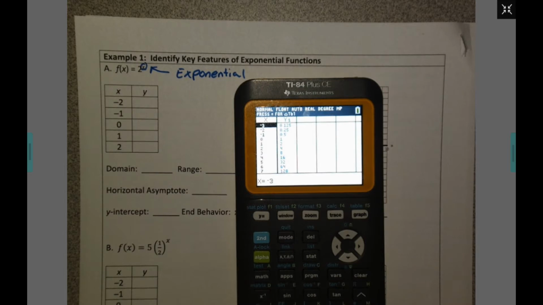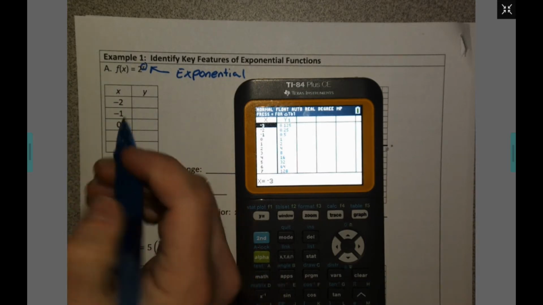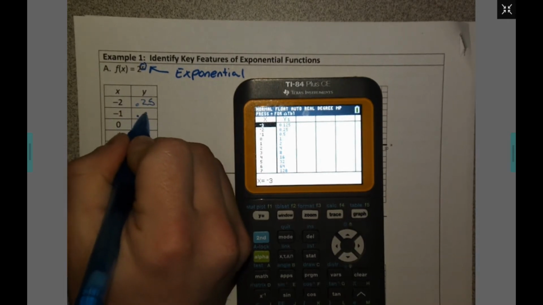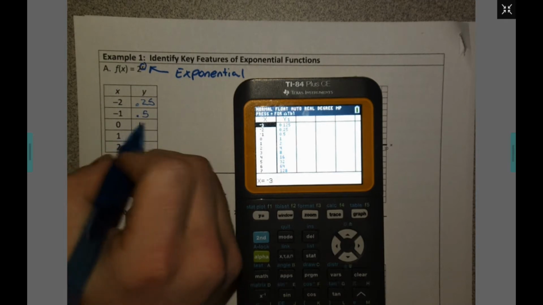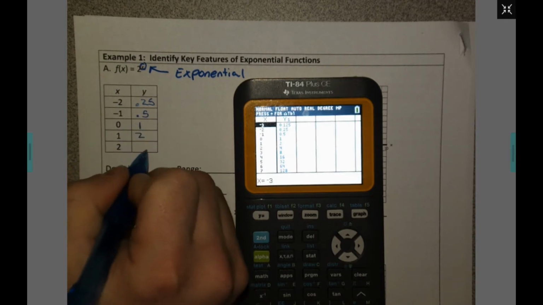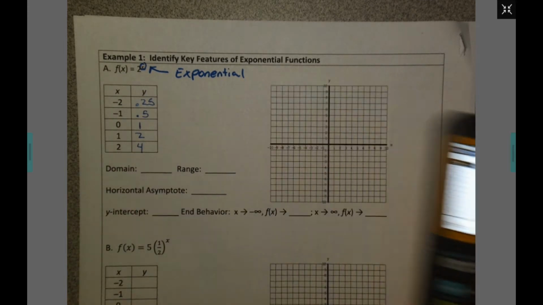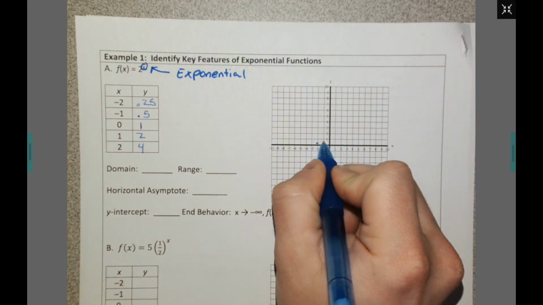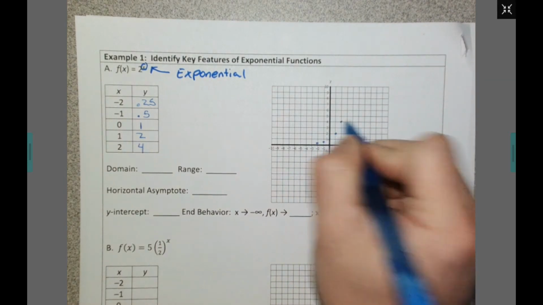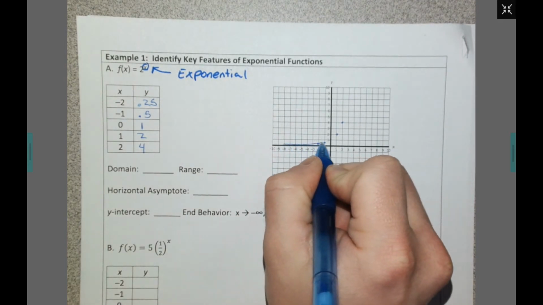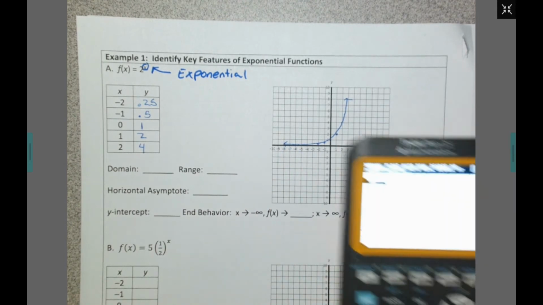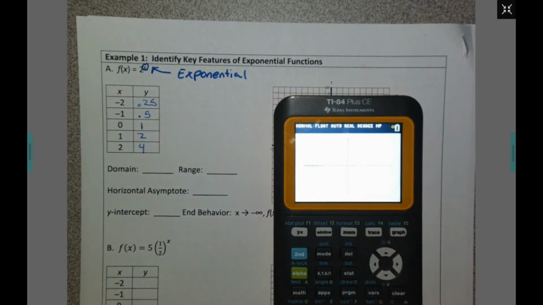So we can see when x is -2, we're going to have a y value of 0.25. When it's -1, we're going to have a y value of 0.5. 0 goes with 1, 1 goes with 2, and 2 is going to go with 4. So I'm going to go ahead and plot those points on my graph. It's going to end up having a little curve going on. So we're going to have a graph that looks like this. You could also get a rough idea what the graph looks like by going back to your graphing calculator and hitting graph. It'll give you a rough shape. So there we have it.